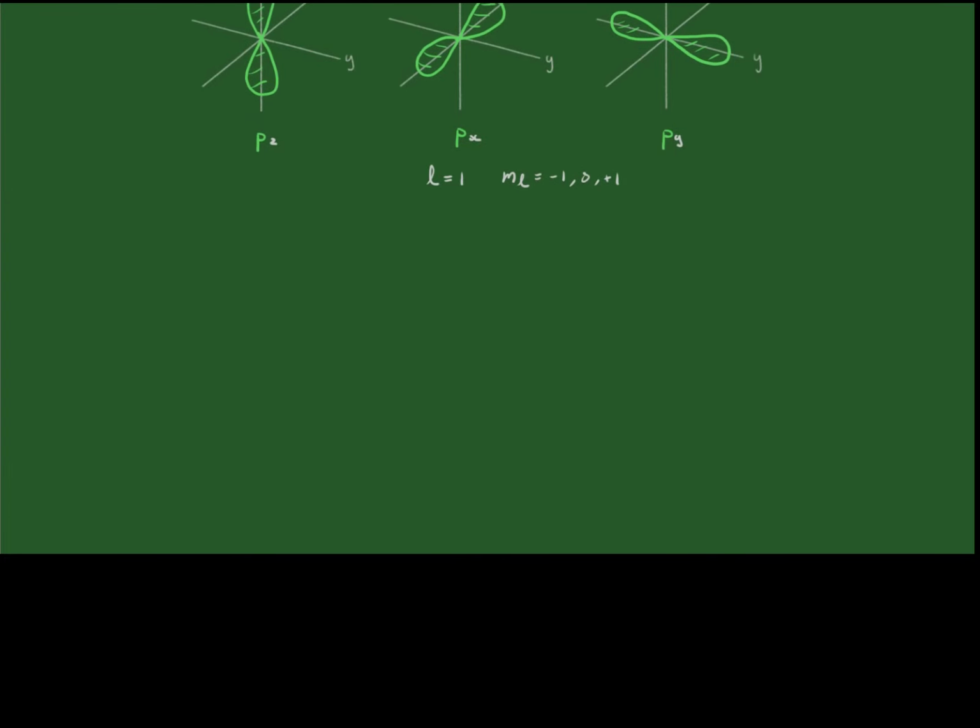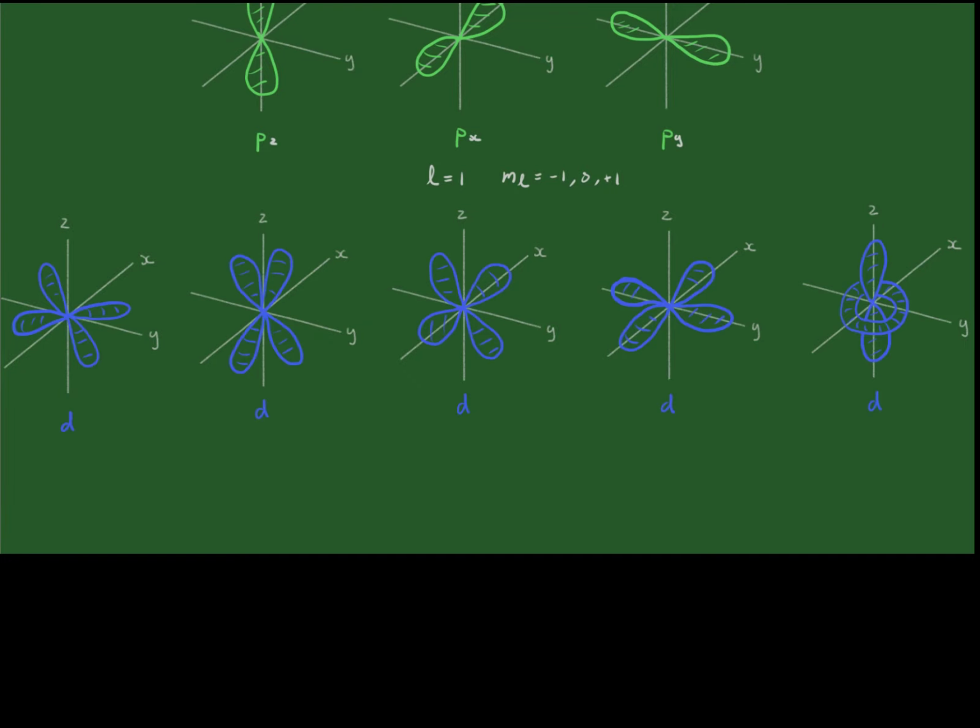So the next orbitals are the d orbitals. The d orbitals are mostly clover-shaped. The angular momentum number L for all of them is equal to 2. The magnetic number ml can range from minus L to plus L. So in this case, that means minus 2, minus 1, 0, plus 1, and plus 2. So there are 5 possible values for 5 d orbitals.